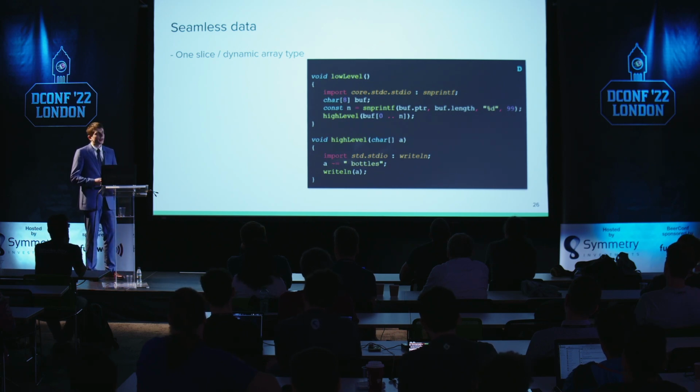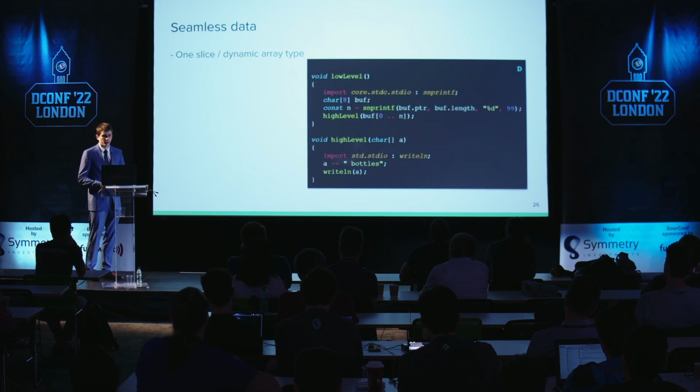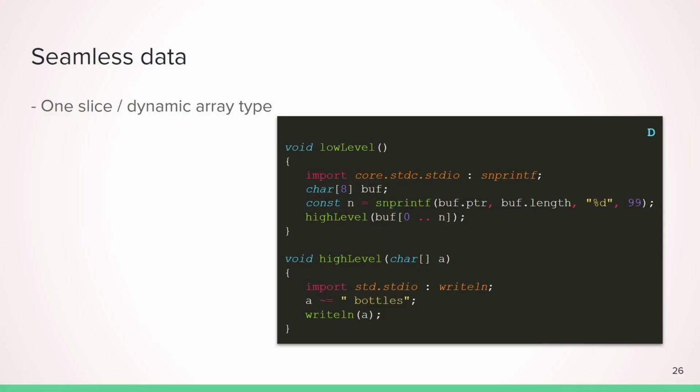And I want to highlight one piece of design that I really appreciate and I think is a bit underappreciated in D, and that's the fact that there's just one slice and dynamic array type. And I've heard some people say that it kind of conflates two different concepts, slices and dynamic arrays, but for me, I really like how I can write a low-level function that just uses some C function, does some low-level string generation, then easily pass a slice to that to some high-level function and append to it.